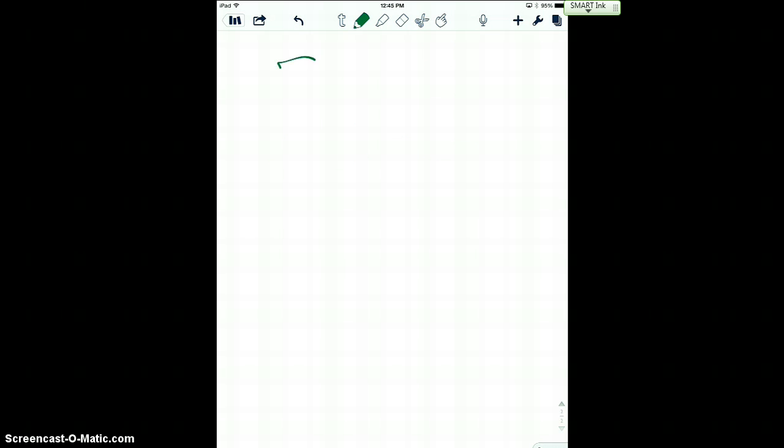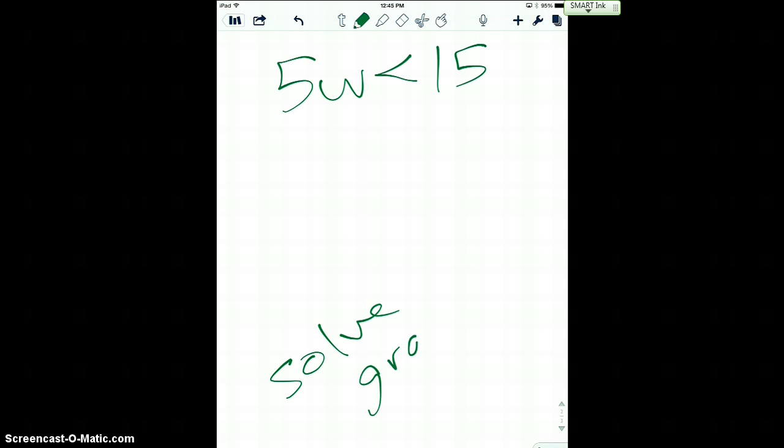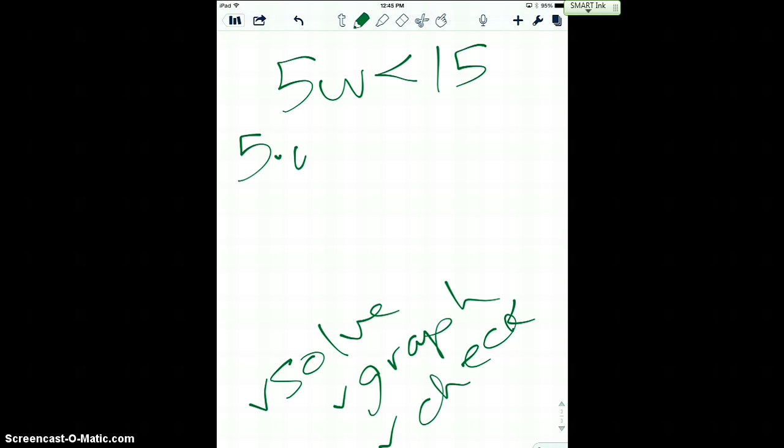So we have 5w less than 15. We're going to solve, we're going to graph, and we're going to check it. Okay? We need to get these three things done. All right, to solve it, we have multiplication happening. Now again, if you think you know how to do this, you could pause the video, try it, and then play the video, see how you did.